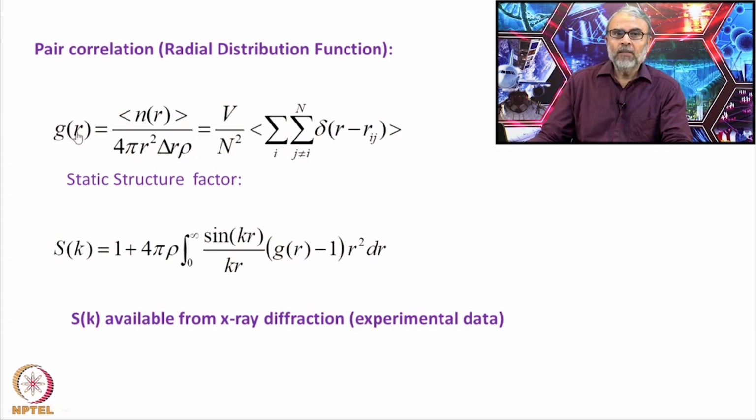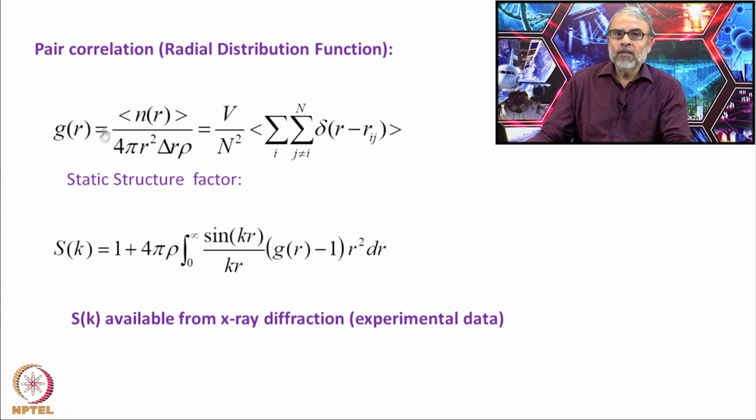This pair distribution function really tells you the probability of finding the second particle at a distance r if one particle is located at the origin. It is called pair because there is one particle at the origin and one particle at r. So, what is the probability of finding these two molecules at this distance r? That is what the pair correlation function, or the radial distribution function, tells us.